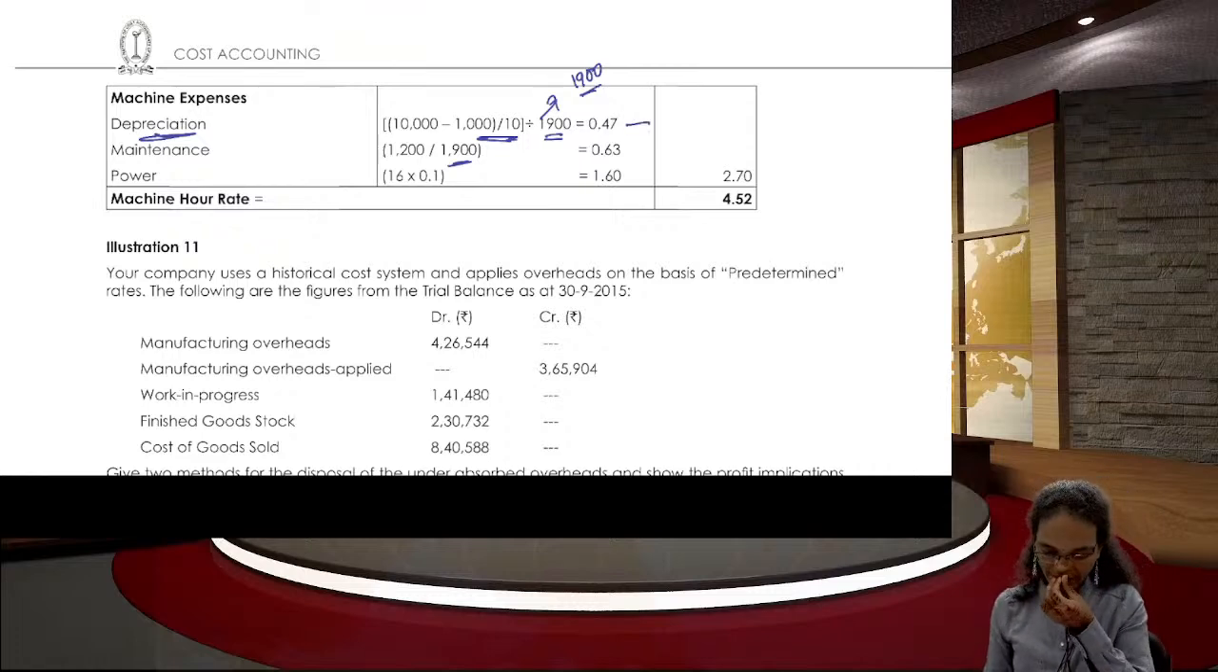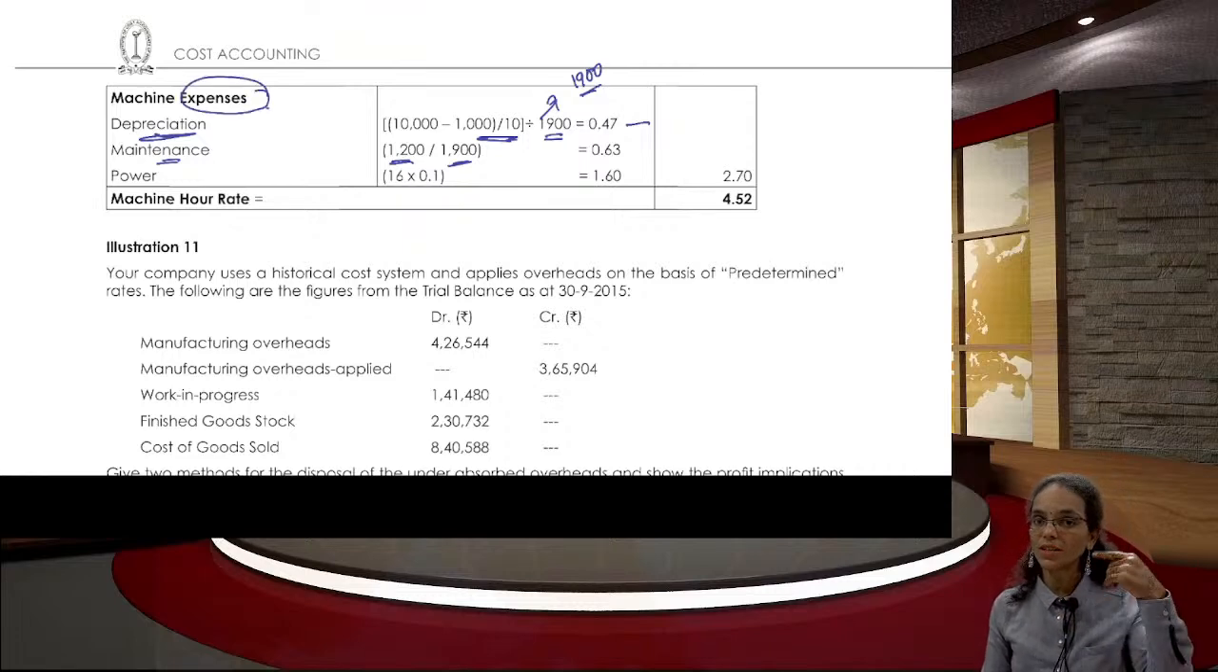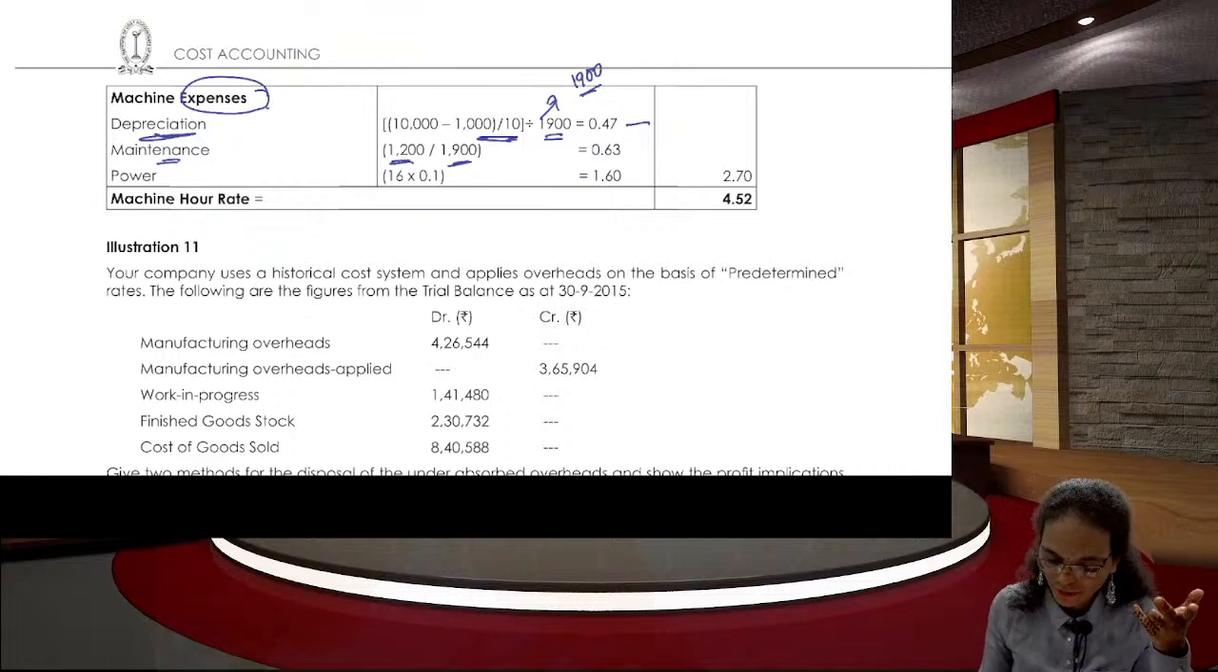Right? Next one, machine maintenance. 1200 rupees is the charge given, for the 1900 machine hours. I told you for the variable portion you take only the effective hours. For the standard one you take the maximum number of hours available in the organization, the machine hours available.